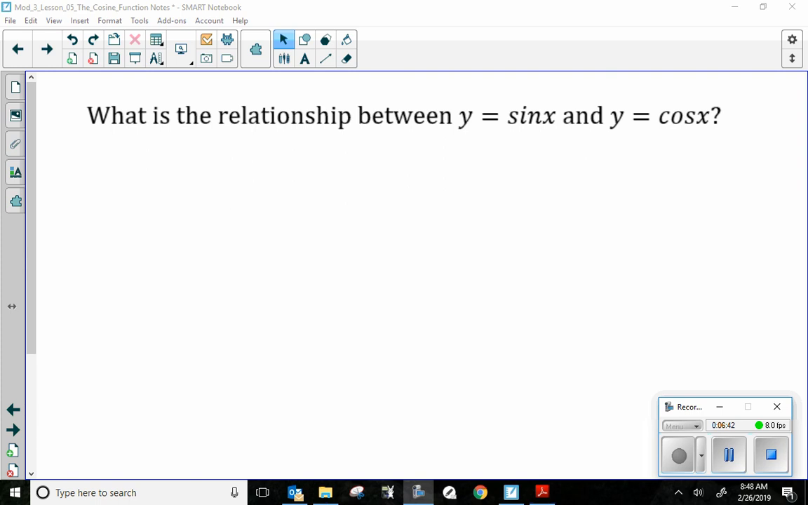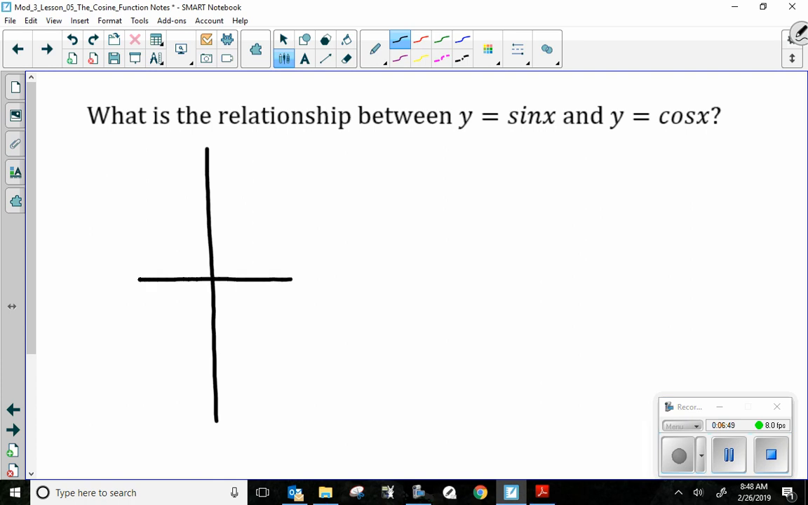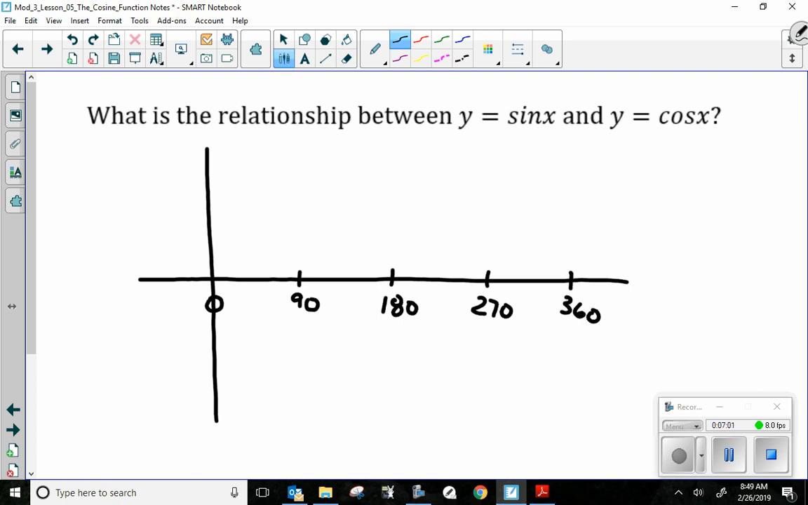But what's the relationship between sine and cosine, okay? Well, if I have a graph here, and I go from 0, I go 90, 180, 270, and 360, all right? And I'm going to plot, oh, excuse me, I got to do my y. I go up to 1, down to -1, and here's 0.